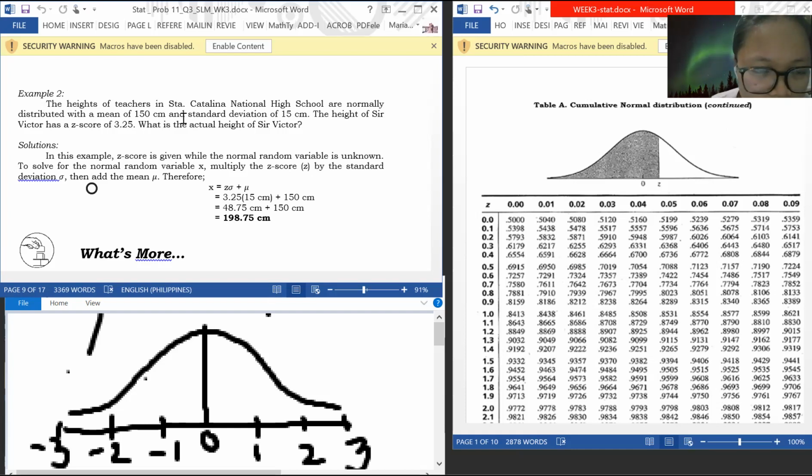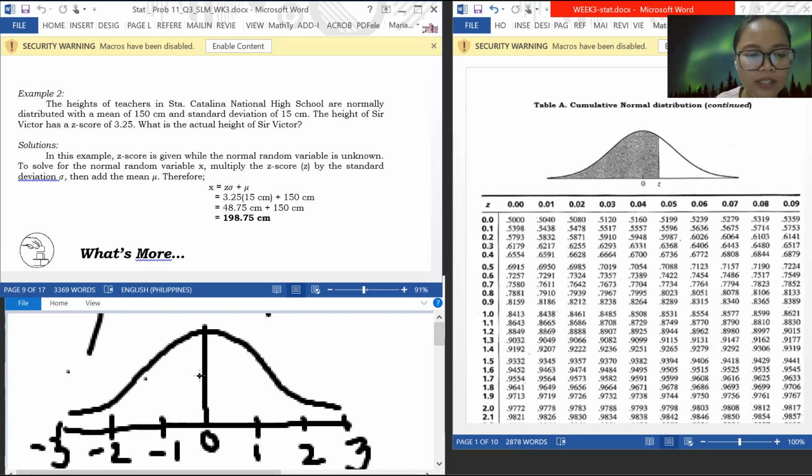So in that case, substitute, di ba given man ang z-score 3.25. So 3.25, then standard deviation given 15, klaro man sa problem. Plus the population mean is 150. So 3.25 times 15, 48.75 plus 150, so 198.75. So mao na siya ang imuhang answer. Nakuha ra? I hope nasabdan ra no.